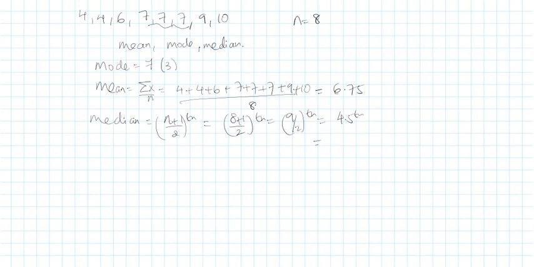So it's 7 plus 7 divided by 2. Which is 14 divided by 2, which is a 7. So the median is a 7.